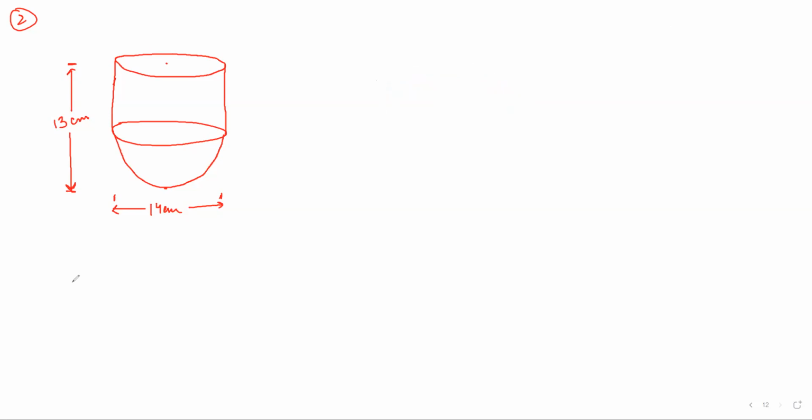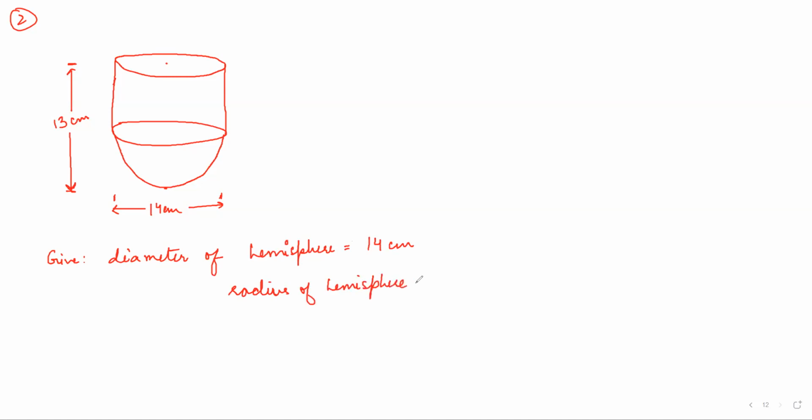Okay. So it is given that the diameter of the hemisphere is equal to how much? 14 centimeter. So how much is the radius of the hemisphere? Obviously 14 divided by 2 centimeter. So this is 7 centimeter. This is the radius of the hemisphere.